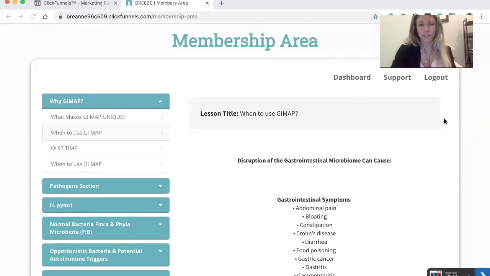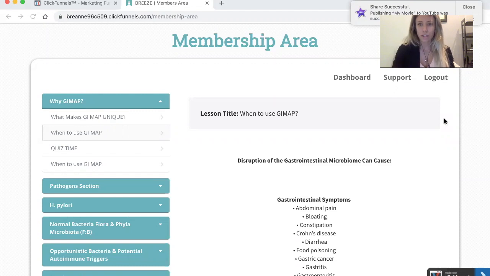Hippocrates, the father of medicine, said all disease begins in the gut. And today we're going to talk about conditions related to poor gut health and when you can actually utilize the GI map test. I recommend the GI map test to every single one of my patients in my practice because disruption of the gastrointestinal microbiome can cause so many varieties of different chronic conditions.